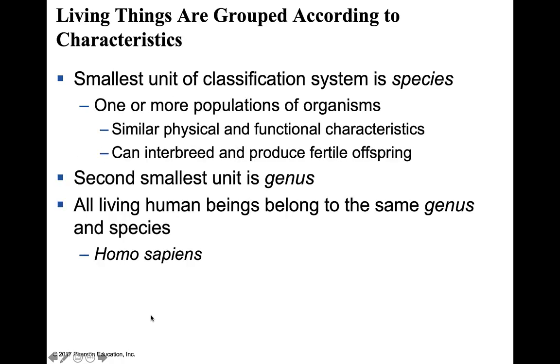Now, if we look at some other characteristics, the smallest unit of the classification system is a species. That is one or more populations of organisms with similar physical and functional characteristics, but probably the most important thing that characterizes them is the ability of a species to interbreed and produce fertile offspring. The second smallest unit is genus, and all humans belong to the same genus and species, Homo sapiens.